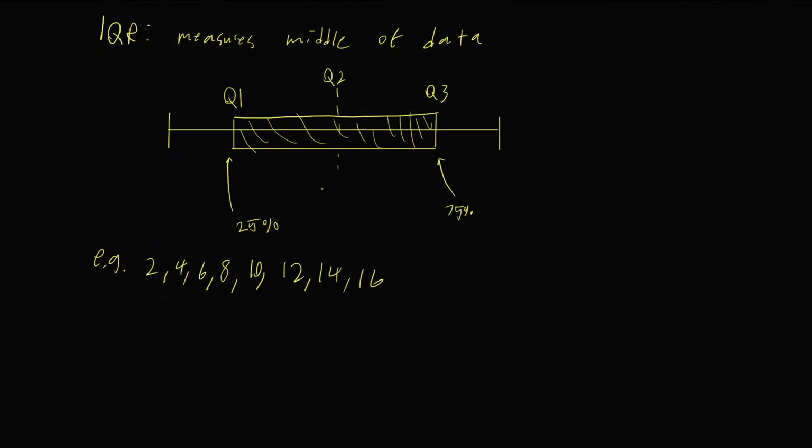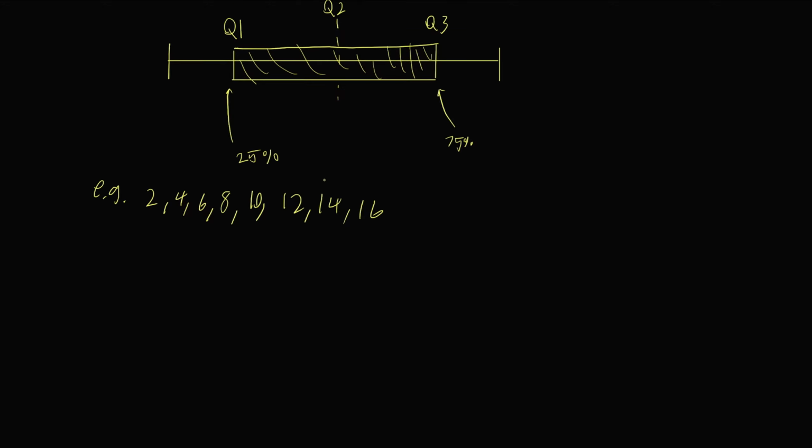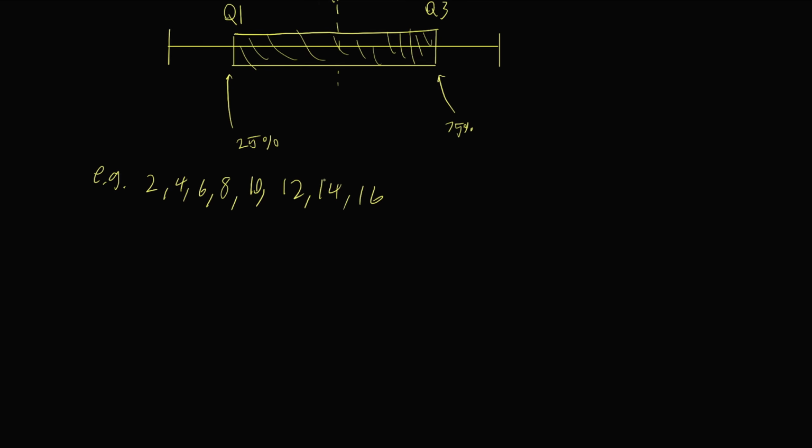Well, how do you find Q1? Well, let's talk about how to find Q2 first. Q2 is just the median of the data. So let's look at this example. The median would be these two in the middle. You just add them and divide by 2. So that will be 9. And so Q2 will be 9.